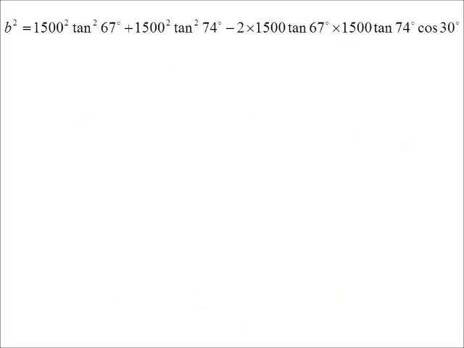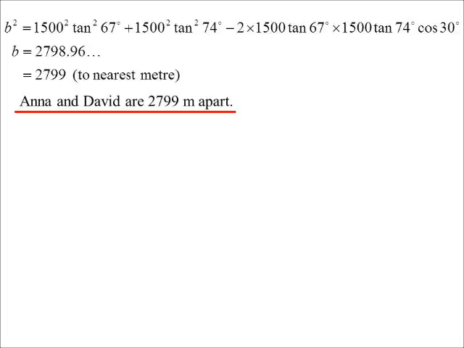So little b squared will be 1500 squared tan squared 67, plus 1500 squared tan squared 74, minus 2 times 1500 tan 67, 1500 tan 74 cos 30. Bung that all in the calculator, find the square root of it to the nearest metre. We get 2,799.